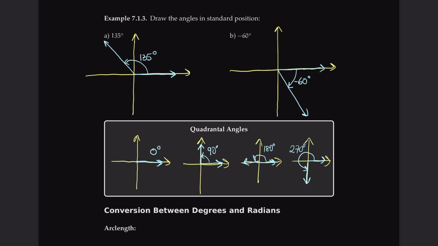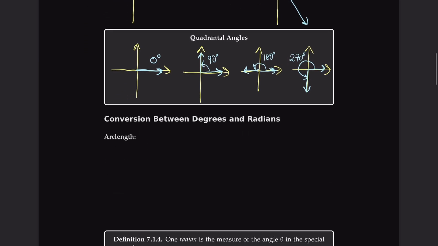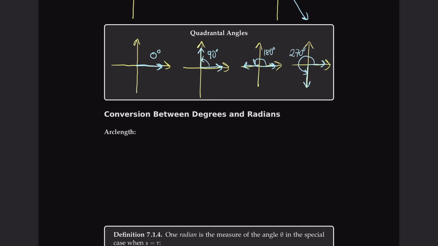Those are going to play important roles later on as we're learning about our trig functions. Our trig functions are going to operate on angles, and we'll want to remember how they operate on those quadrantal angles. Something that's really important for us to be able to do in trigonometry is to convert back and forth between degrees and radians. So radians are going to be a different way to measure angles.